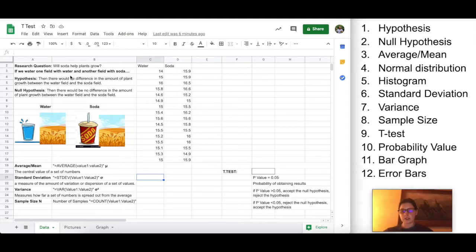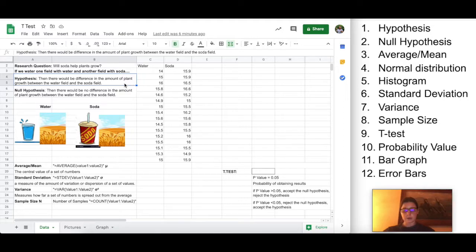So our research question is, for this example, will soda help plants grow? And in order to test this, we came up with the hypothesis. If we water one field with water and another field with soda, then there would be a difference in the amount of plant growth between the water field and the soda field.